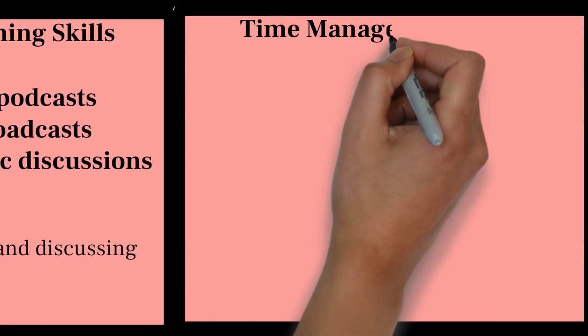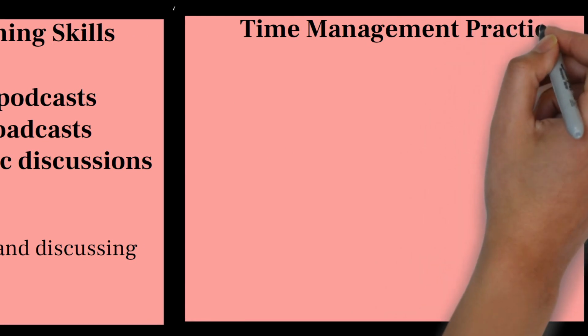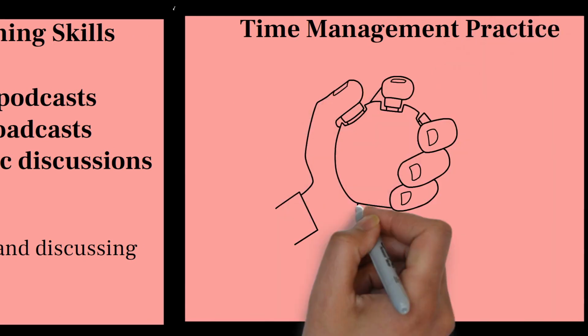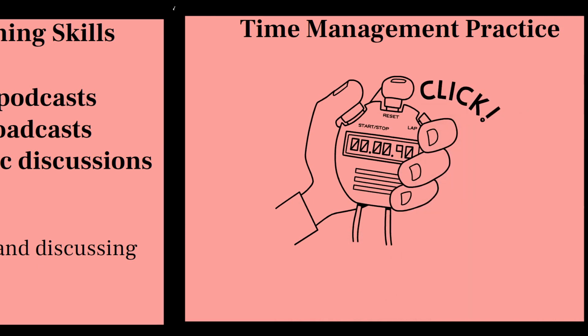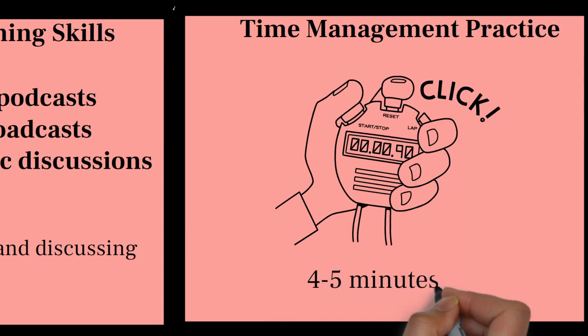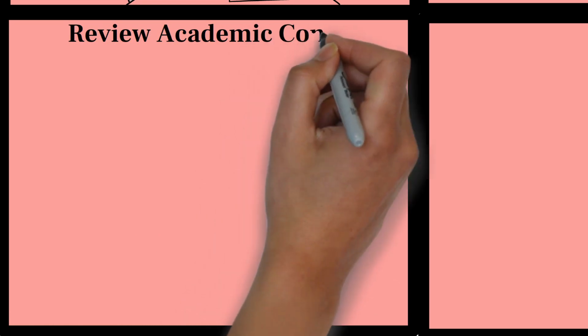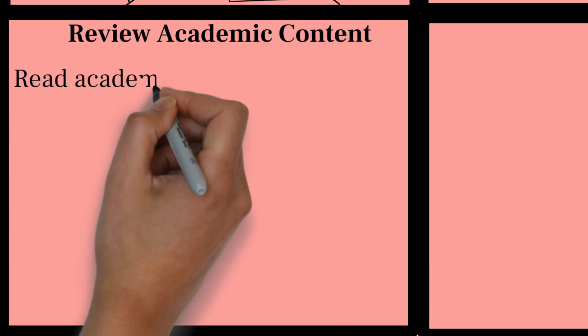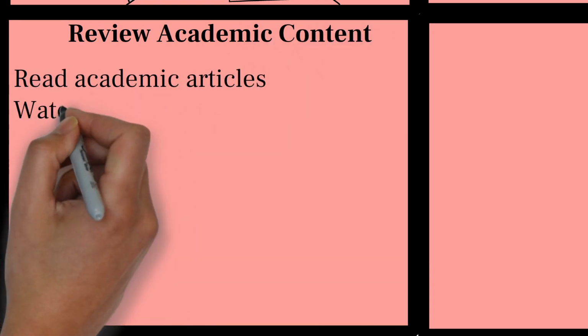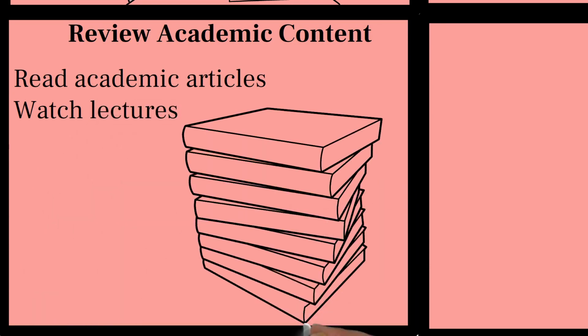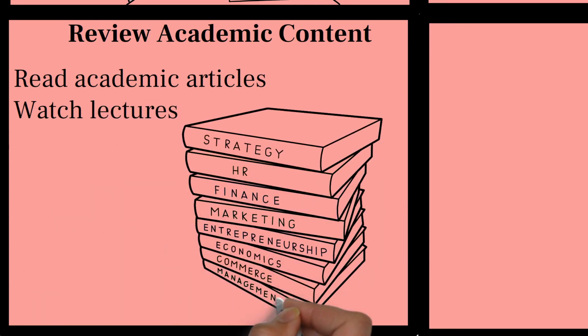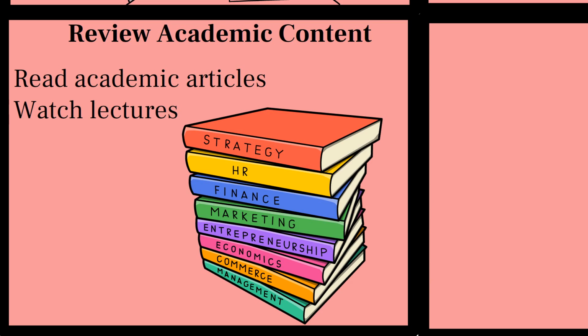Time management practice. Practice answering Part 3 questions within the allocated time frame, approximately 4 to 5 minutes. Use a timer during practice to ensure you stay within the time limit. Review academic content. Read academic articles or watch lectures on topics relevant to Part 3 themes. This will help you understand complex issues and discuss them more confidently.